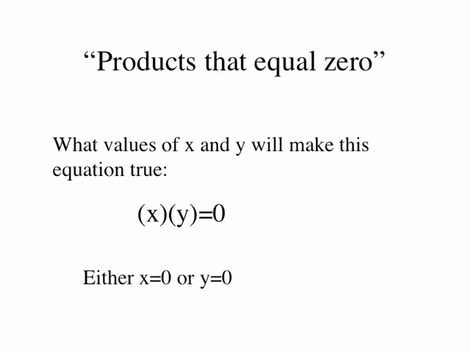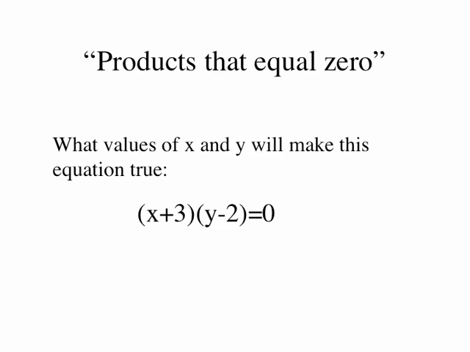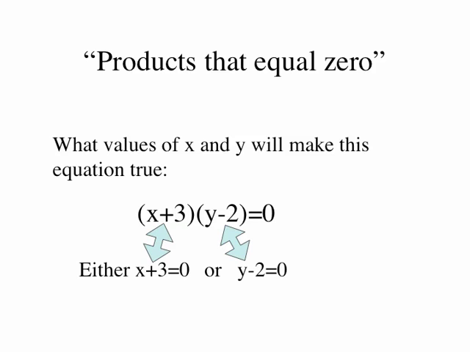We call this the zero product property, that when I multiply two numbers together and the answer is 0, one or the other of the factors has to be 0. So here's an example that looks a little bit more complicated. X plus 3 times the quantity y minus 2 equals 0. What values of x and y will make this equation true? Well, either this first chunk, the x plus 3 part, has to be equal to 0, or the y minus 2 chunk has to be equal to 0.